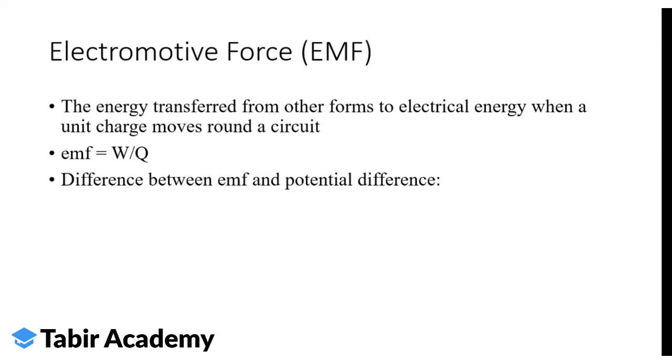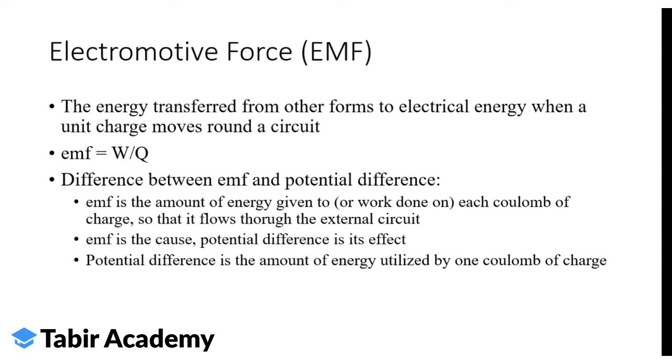Potential difference and EMF actually are not the same thing. The difference between them is that the EMF is the amount of energy given to each coulomb of charge so that it flows through the external circuit. However, potential difference is just the amount of energy utilized by 1 coulomb of charge. So EMF is actually the cause. EMF is the reason because of which a unit charge or electrons move around the circuit. However, potential difference is its effect.